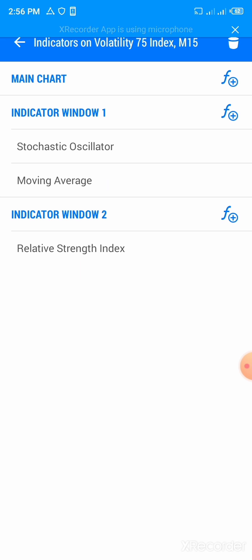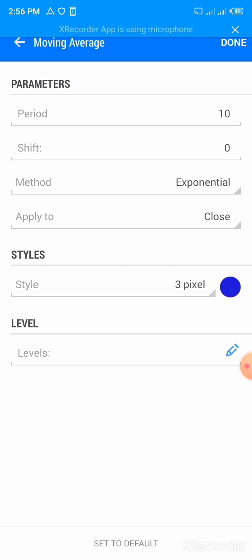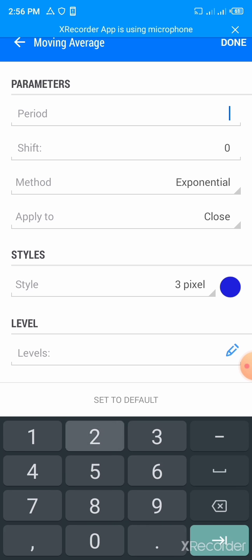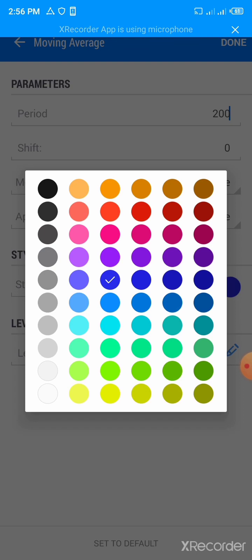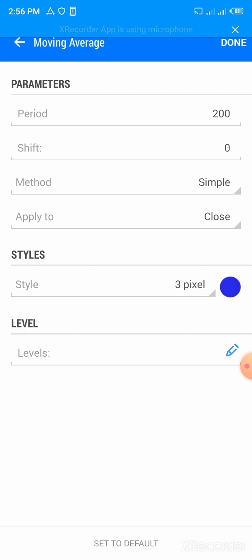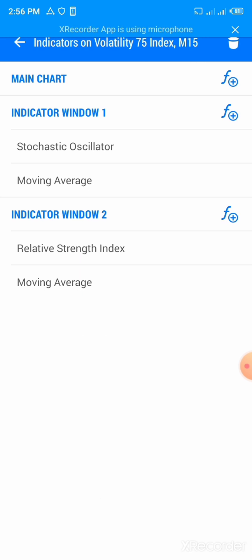You go back again, click on this one. You look for moving average again. The next moving average, the period is 200. And the shift is 0. Method is simple. Apply to close. Style is 3 pixel and the color is blue. There's no level for this. You click done.